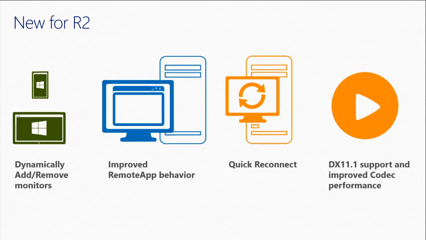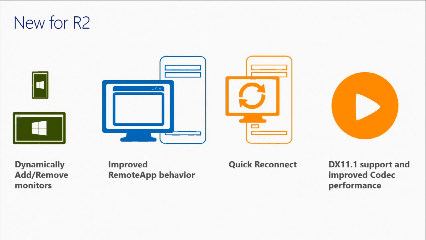A couple of things that are new in R2, dynamically adding and removing monitors. So it used to be if I had a remote desktop session running, and on my local machine I plugged in a second monitor, the remote session never picked that up. I'd have to disconnect and reconnect for it to find that second monitor. That's been fixed in R2. It'll automatically detect and extend to that second monitor. Same with resolution changes. We'll detect that your resolution changed. You don't have to disconnect and reconnect for your remote session to pick up the new local resolution.